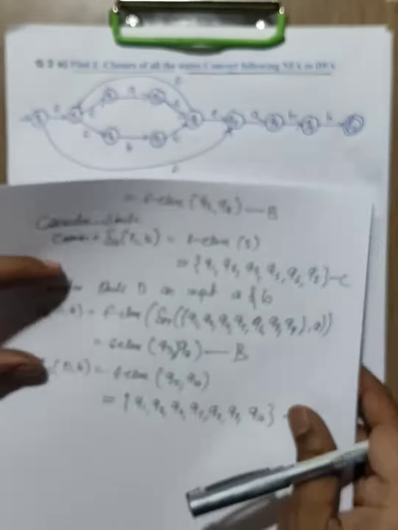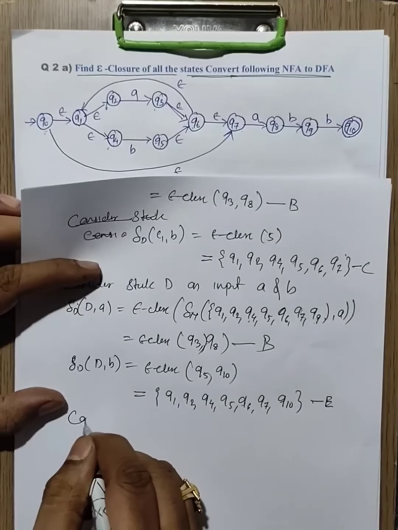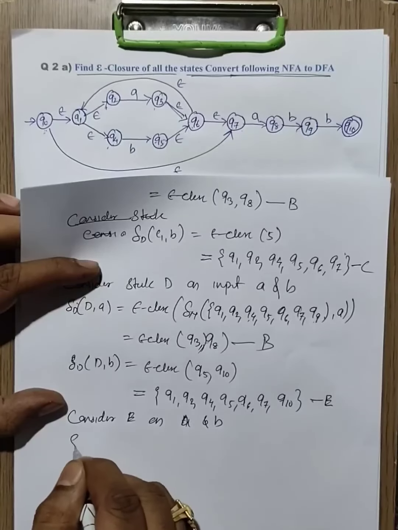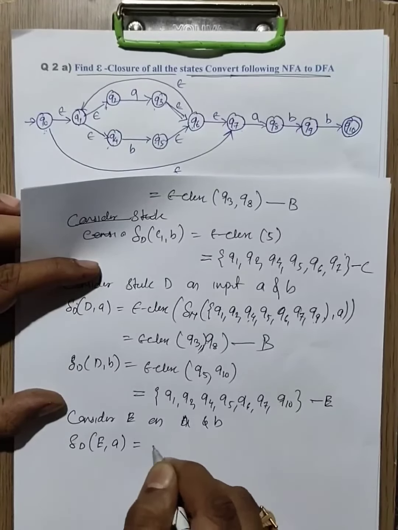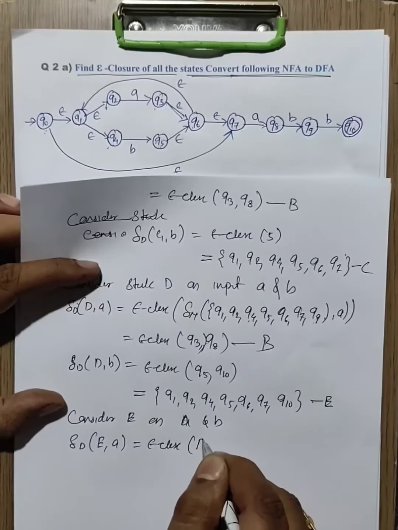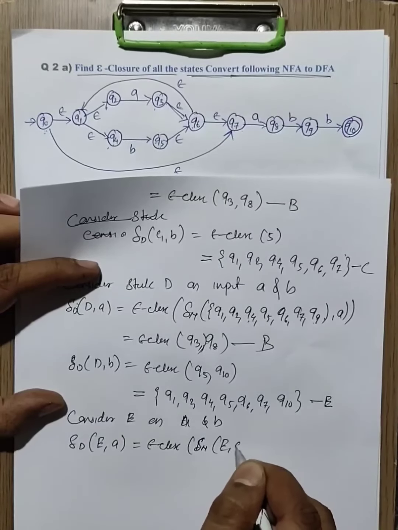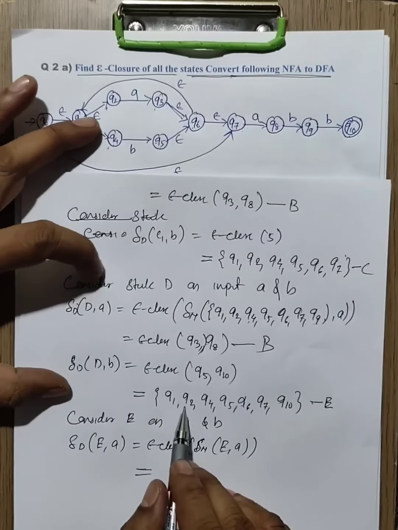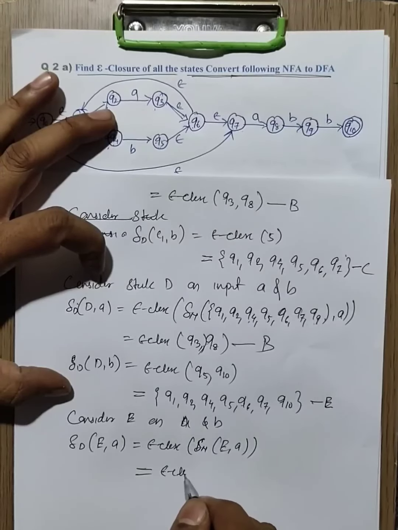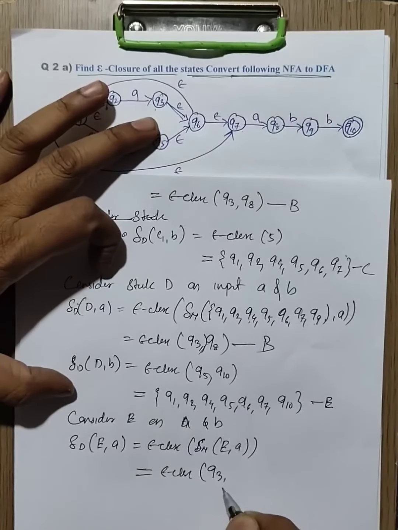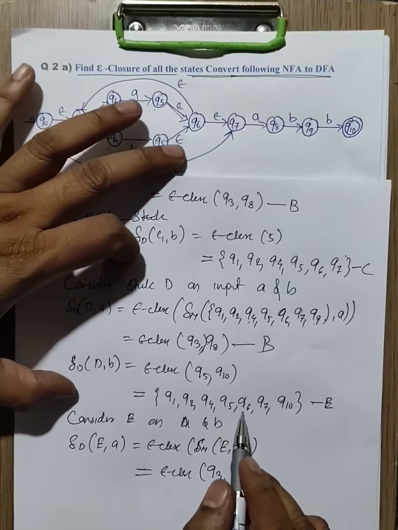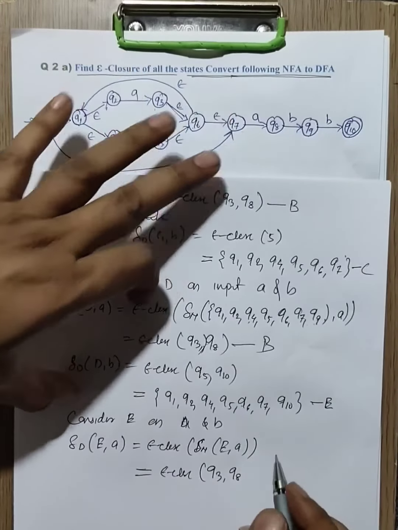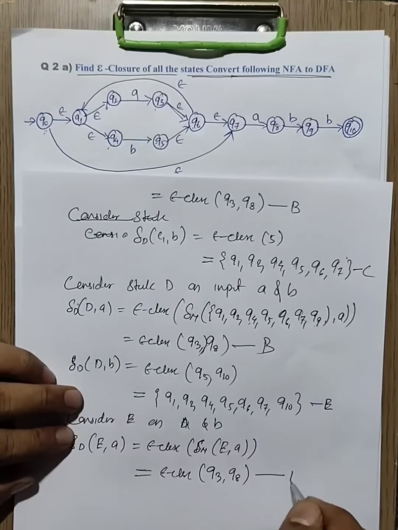New state E. Next, E on A and B. E on A, direct we can write E. 1 on A, no transition. 2 on A is 3. 4 on A, no. 5 on A, no. 6 on A, no. 7 on A is 8, epsilon closure of 8. 10 on A, no. Epsilon closure of 3 and 8 is B.